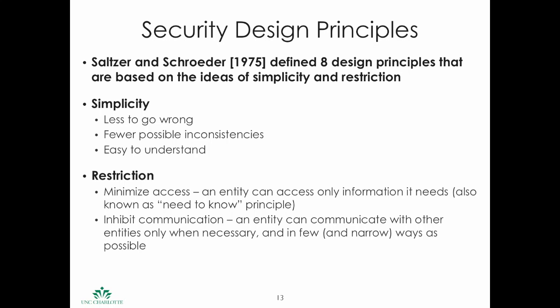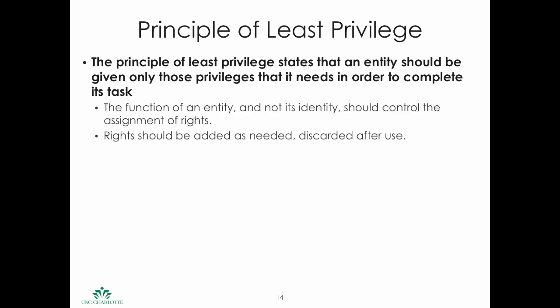Similarly, if the system design implements restriction, then it means that it minimizes access. So an entity can access only information it needs, which is also known as the need-to-know principle. Similarly, it inhibits communication. So an entity can communicate with other entities only when necessary and in as few and narrow ways as possible. So now I will discuss each of these 8 design principles one by one.